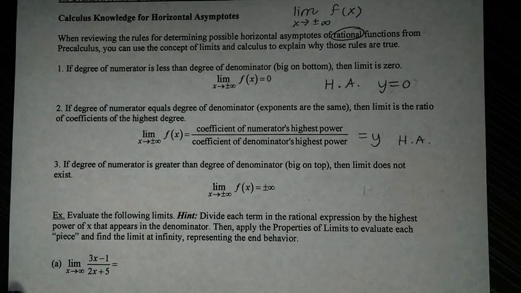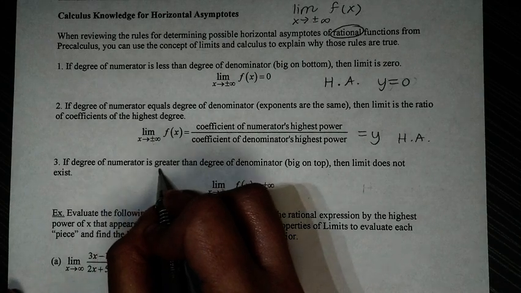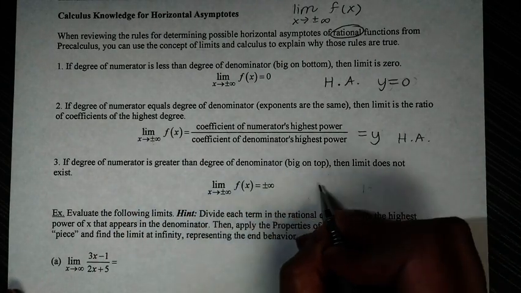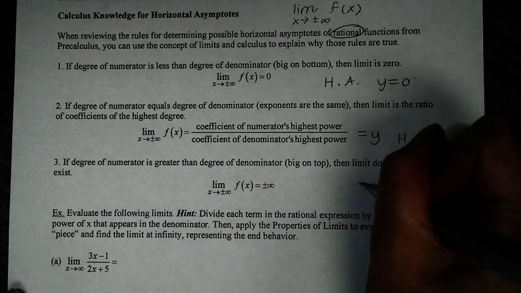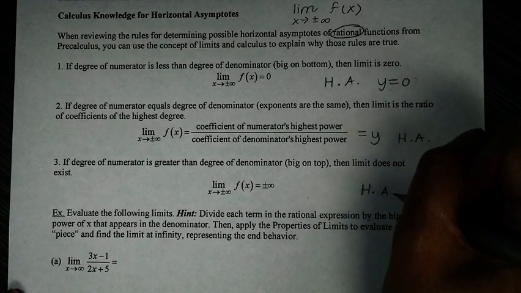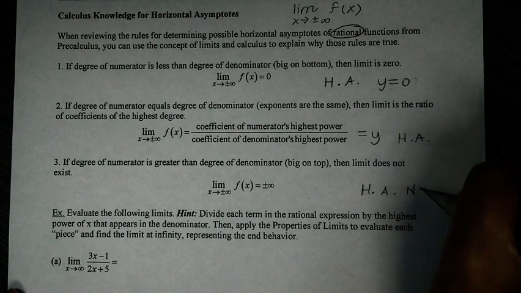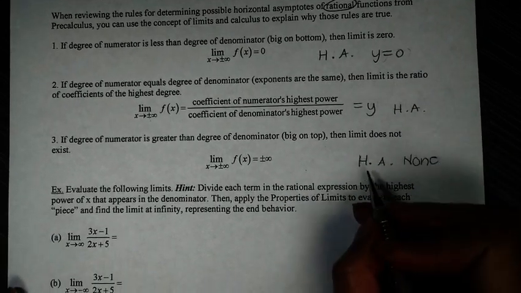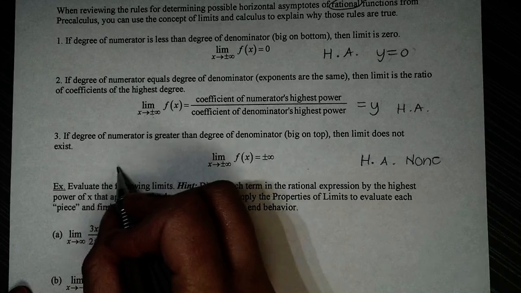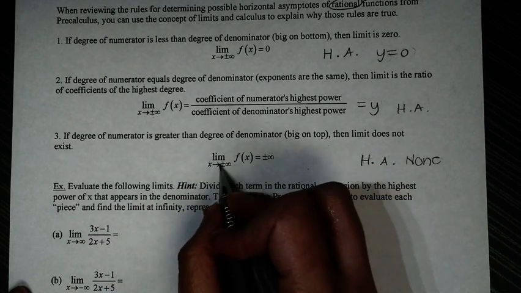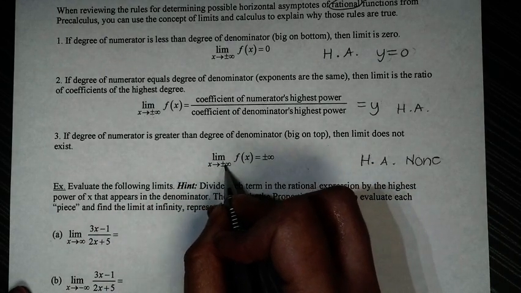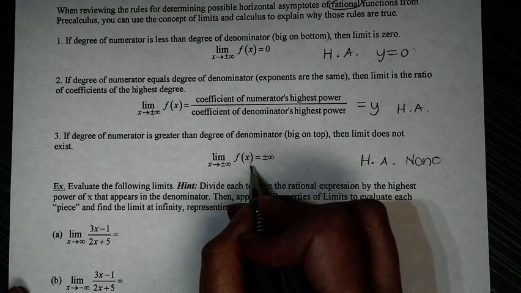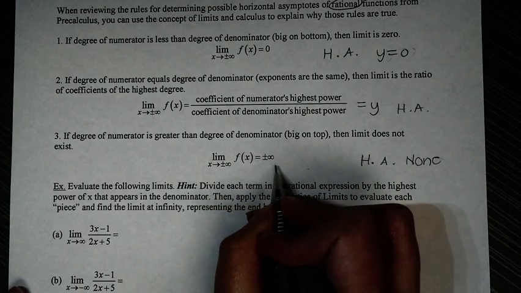Now, the last case is if the degree of the numerator is greater than the degree of the denominator, big on top. You know that with big on top, you were concluding that the horizontal asymptote is none. You might have a slant asymptote in this kind of situation, not necessarily, but you might. Then the limit does not exist. In calculus, when you take the limit as x approaches positive or negative infinity of f of x, that's going to lead you to positive or negative infinity.